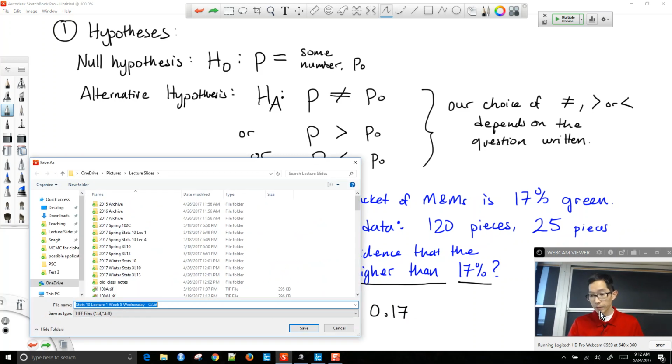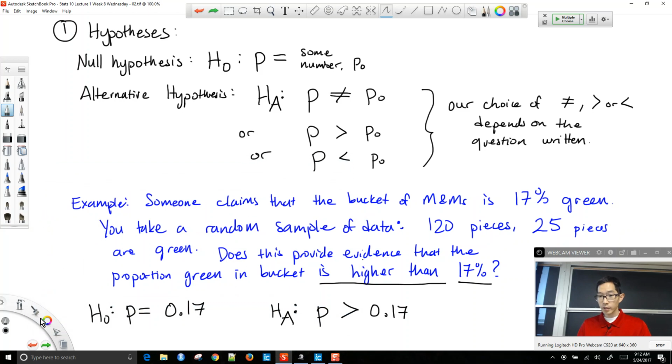If this word were different, if it says, does this provide evidence that the proportion green in the bucket is different from 17%? If it said different, we would use a not equal sign. Or if it said is less than 17%, then we would use a less than sign. So our choice of the not equal sign, greater than, or less than sign depends on the question written.